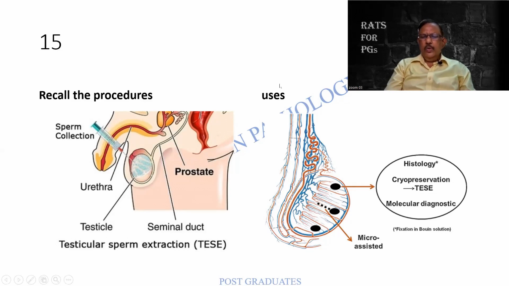And what are the uses of the extraction of these materials? One, I shall be studying the histology. Two, the material obtained can be used for cryopreservation, and this is done in a case of sperm extraction. Later on, a molecular diagnostic examination can also be resorted to. So these things are needed. Something will be micro-assisted, certain things can be biochemical assisted, certain things will be at the molecular level.